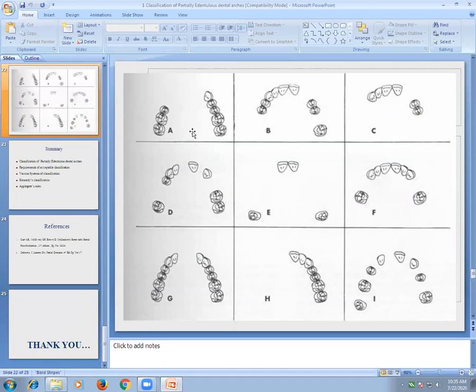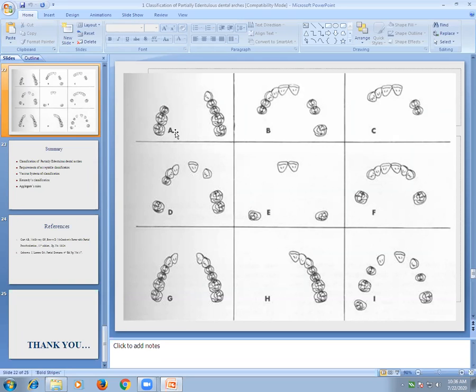Now, this diagram is actually an exercise for you. In this first diagram, you can tell me the classification. What is the classification of this diagram? Same for A, B, C, D, E, F, G, H. That means there are nine cases given. You just have to classify these cases. Actually, we will see them one by one.